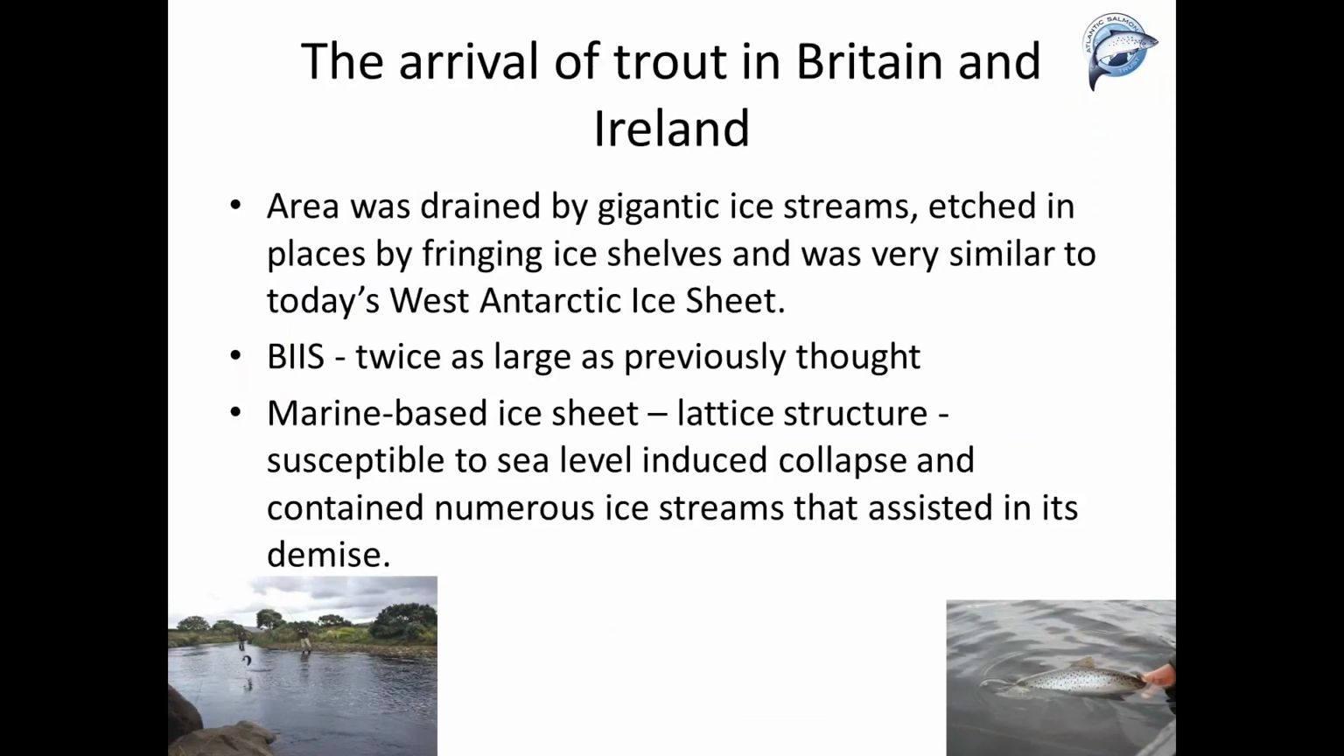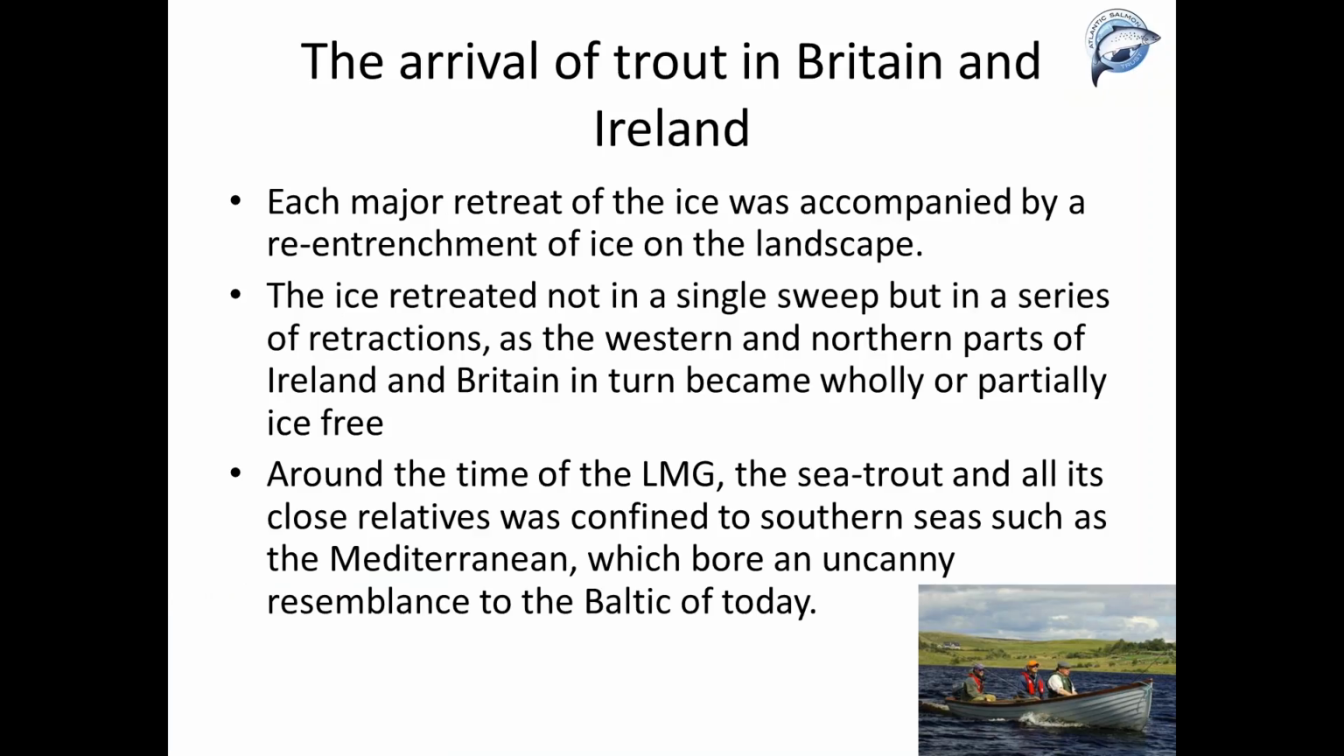This huge ice sheet, which we call BIS, or the British and Irish ice sheet, was twice as large as previously thought. But importantly for us, it was drained by gigantic ice streams. And these were etched in places by ice shelves. It was very, very similar to the West Antarctic ice sheet. This was a marine-based ice sheet off the coast, and it had a lattice structure. It may have looked very solid, but it was very susceptible to breakages due to sea level fluctuations. And as a result of that, you had collapses and all sorts of ice streams moving around, actually bringing about the demise of these great ice sheets.